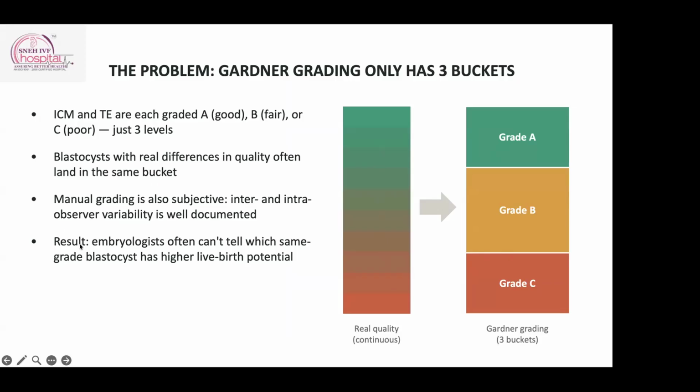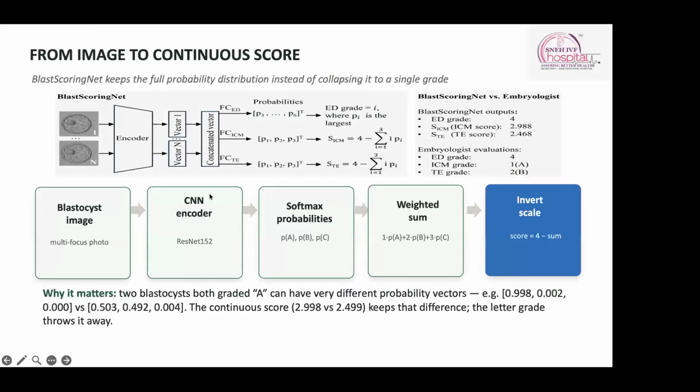Okay. And the result is that the embryologist often cannot tell which of the same-grade blastocysts is better. See, if the grading is different, everyone can make out that this we can transfer and this we are not going to transfer. The problem only comes when there are two identical blastocysts with 4AA and we have to choose one for transfer. So they are trying to solve this problem. So this was the model which they prepared.